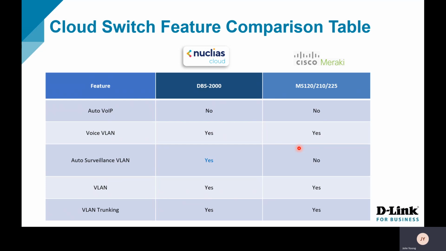For the VLANs, we support voice VLANs and normal trunking, all of it. But we also have a function called auto surveillance VLAN. What is that? Once you enable that function, all your IP cameras running on ONVIF will be automatically added to this VLAN, under the highest QoS priority. So the rest of the traffic, like your P2P downloading, will not be impacted. It will not impact your surveillance traffic at all.